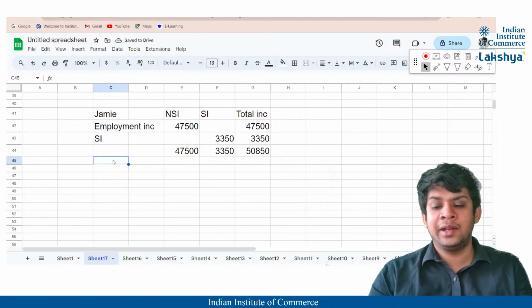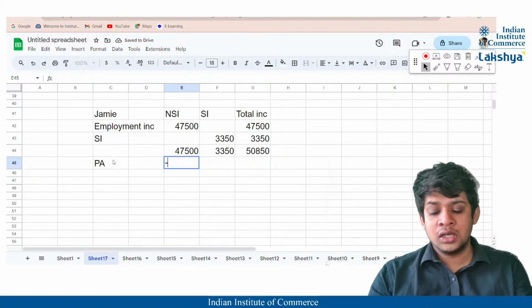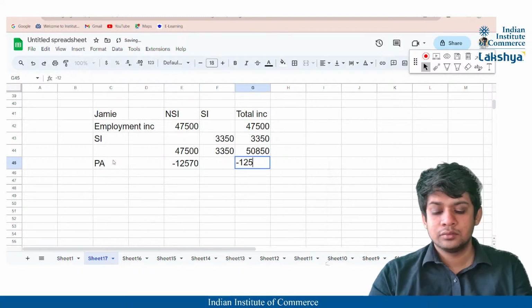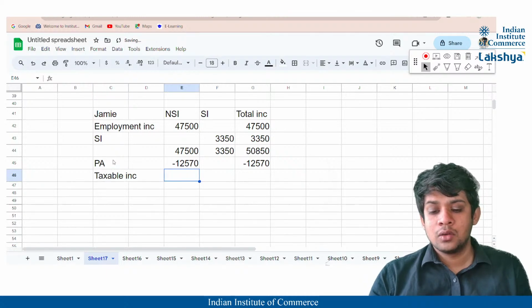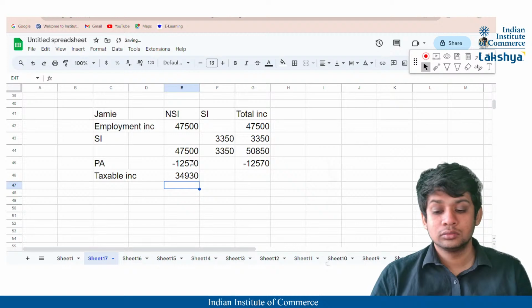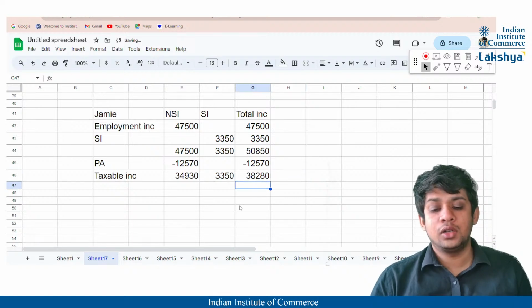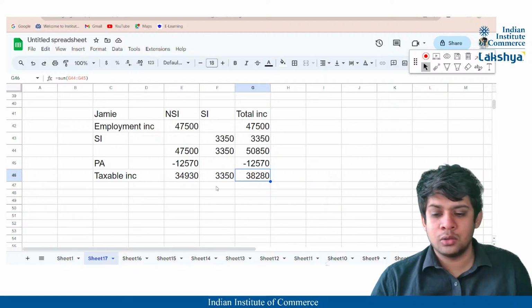The first thing that will be deducted from this, guys, is the personal allowance. So the personal allowance will be 12,570, that will be deducted, and thus his taxable income will be jumping to 34,930, 3350, and 38,280, right? His taxable income will fall to 38,280.